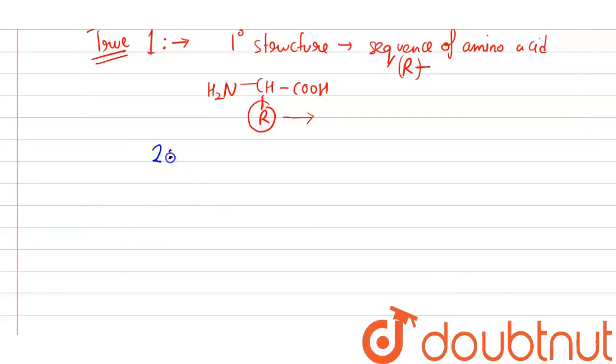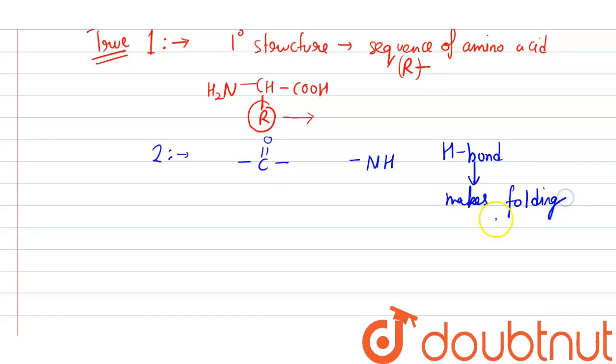And the second statement says that there is a presence of hydrogen bonding between the carbonyl group and the NH group. There is a hydrogen bonding between them, and this hydrogen bonding makes the folding stable, and it helps to form the secondary, the tertiary, and the quaternary structures of protein.